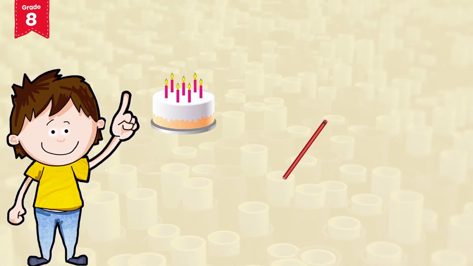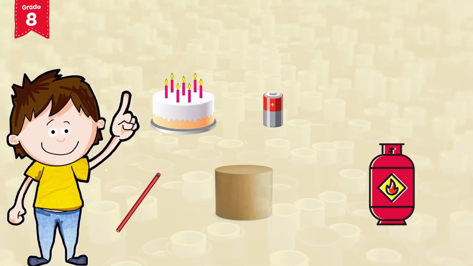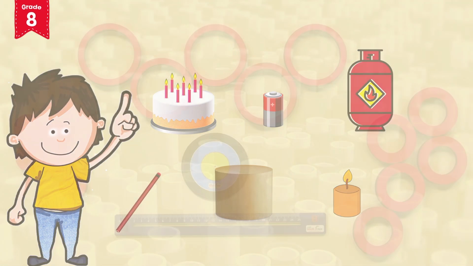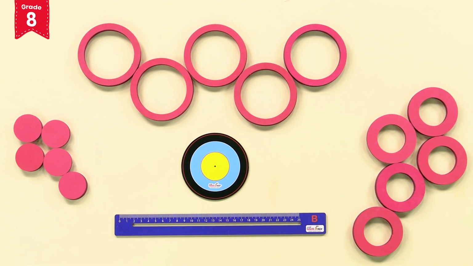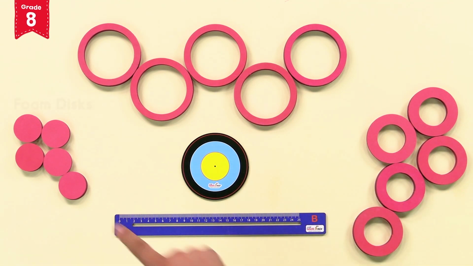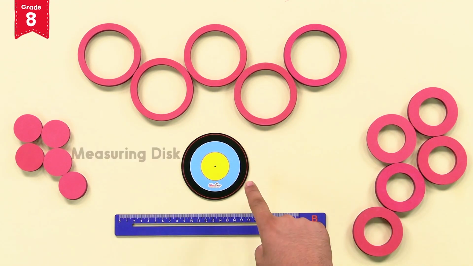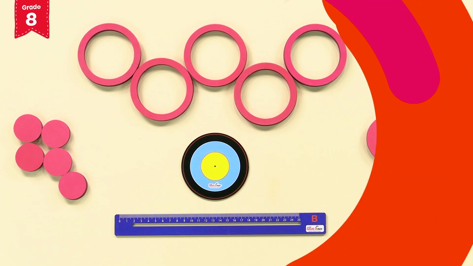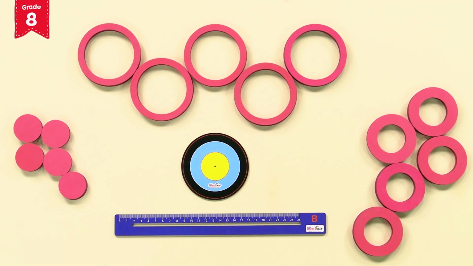Solid cylindrical shaped objects we see in everyday life include candles, cells, pencils, etc. Now take out the foam rings of type A and type B, foam discs, measuring disc from cylinder kit and ruler from geometry box. We can make the solid cylindrical models by using foam rings of type A or type B or both and foam discs.